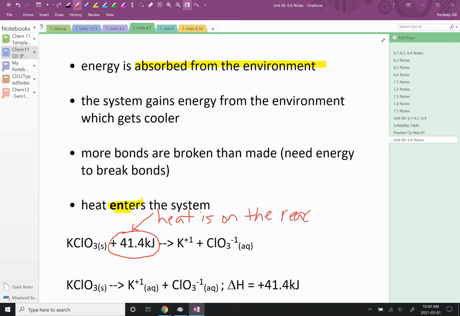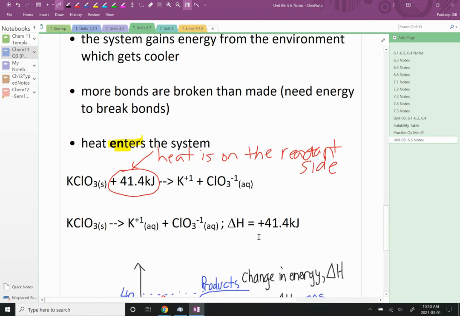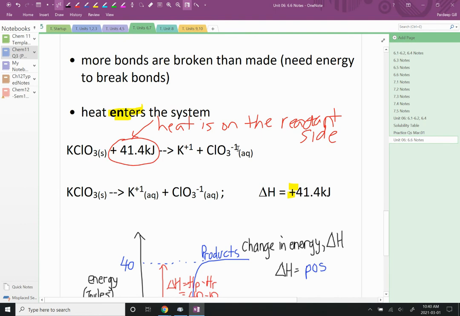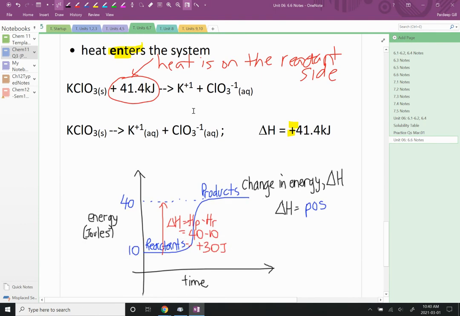Okay, so heat energy was added to the reactants to get this reaction going. And once again, you might see that the delta H term is set off to the side as a positive value. Anytime you see a positive value, you know that energy is being added into the system.